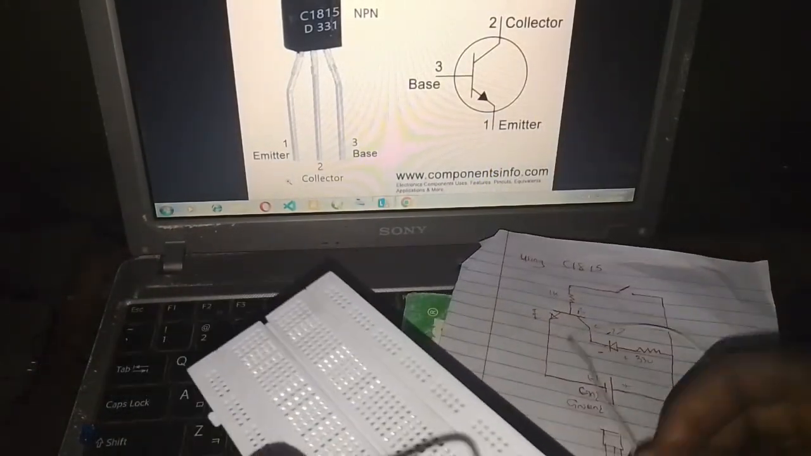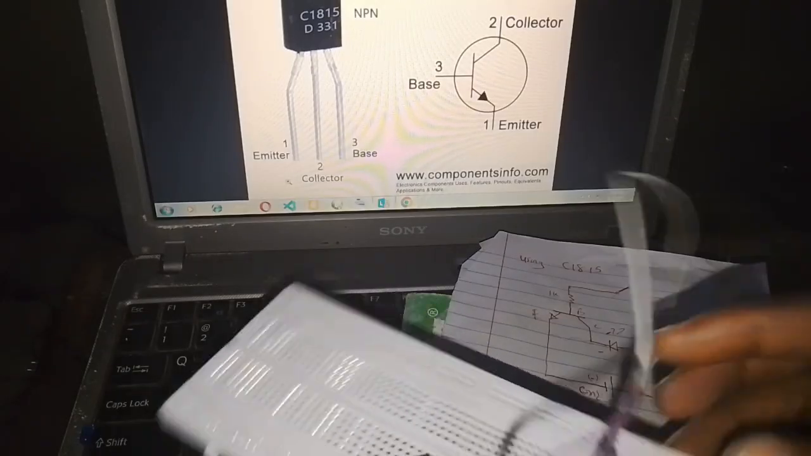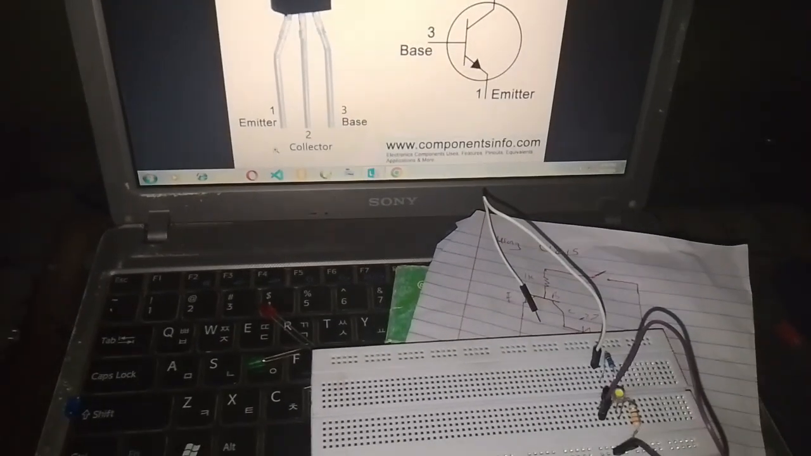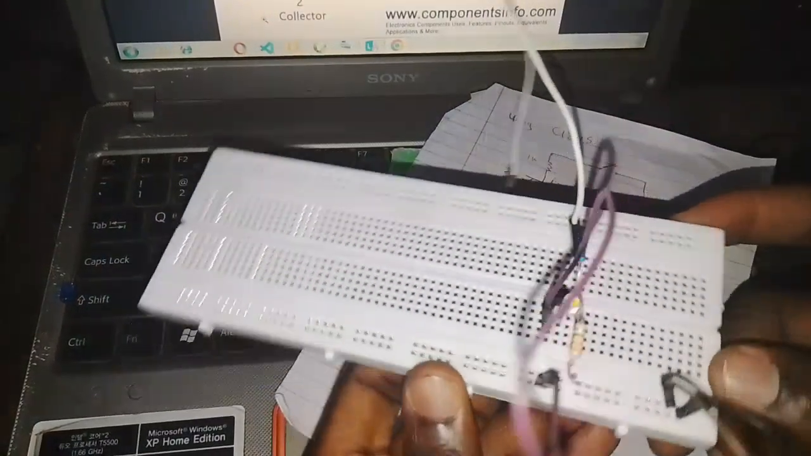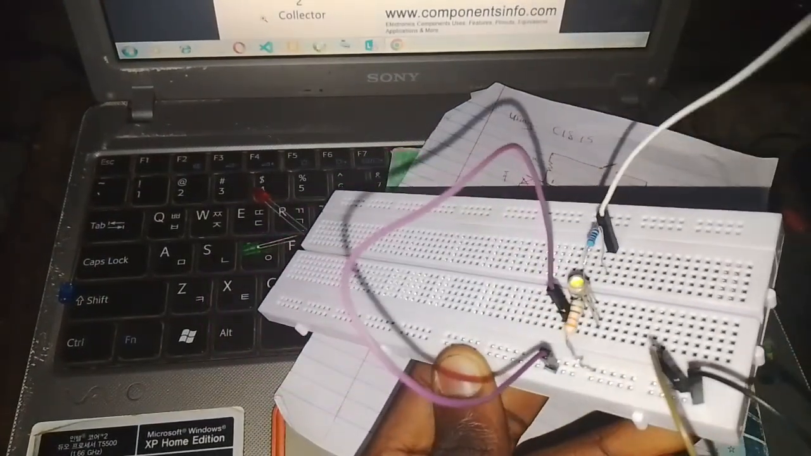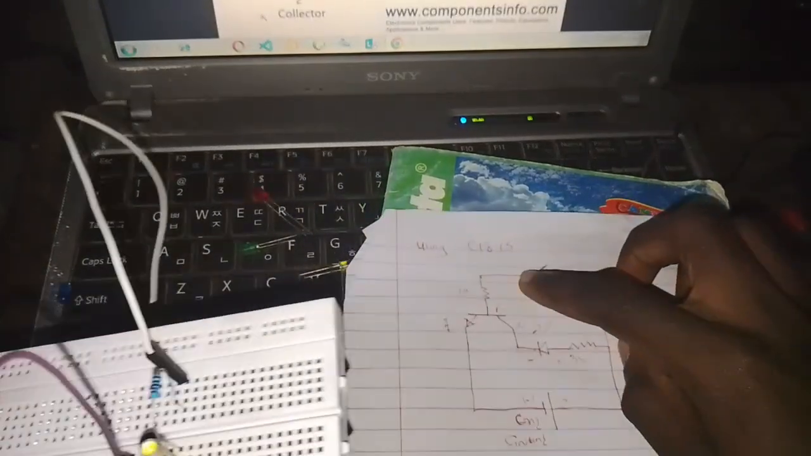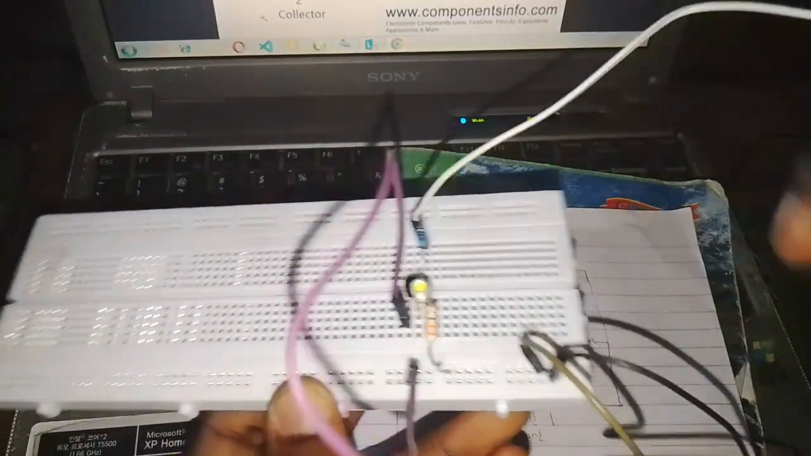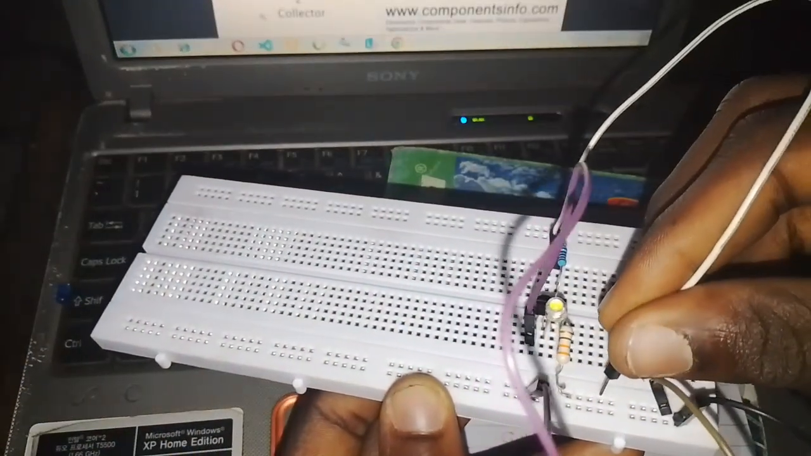Now let's test it by giving it our power supply. So now I've connected everything, and I've connected my power supply already, but the light is not turning on. Now let's connect the base to the positive power supply, and see what's going to happen if I give the base a signal.